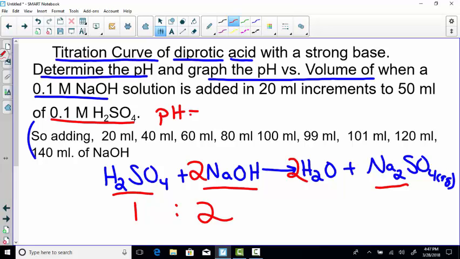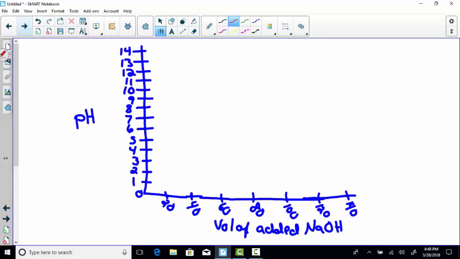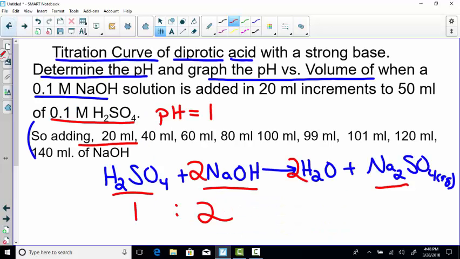One of the first things that we'll do is calculate the pH of that solution without any added base. The pH of a 0.1 molar H2SO4 solution is actually going to be a pH of 1. Now, I'll make calculations for adding everything else, and when we're all done, I'll graph everything. I've already created a graph on this page, but I'm going to make all the calculations and then we'll come back and worry about graphing it.